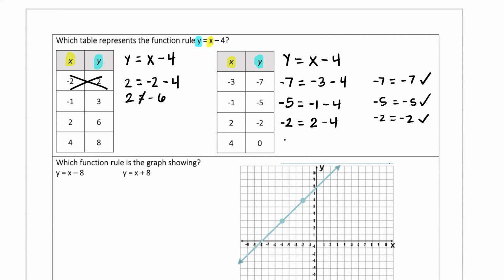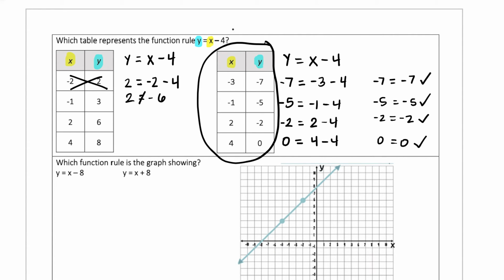And we double check our last one. The y value is 0. Our x value is 4. 4 minus 4 is 0. So since 0 equals 0, we know that that would also work. So that means that this table is the one that contained points that represent this function rule y equals x minus 4. Every single x value when it was plugged in gave us the y value in the table when we subtracted 4 from it.